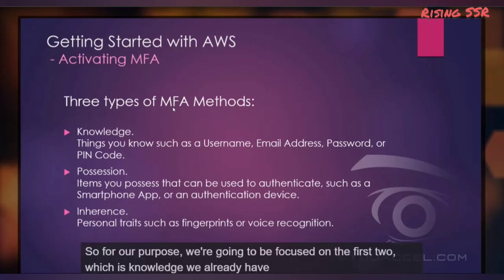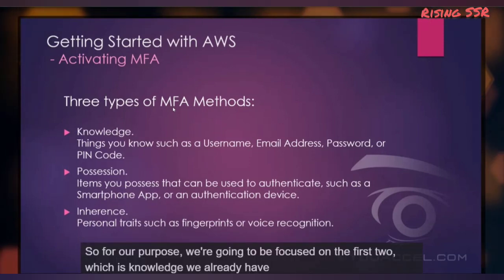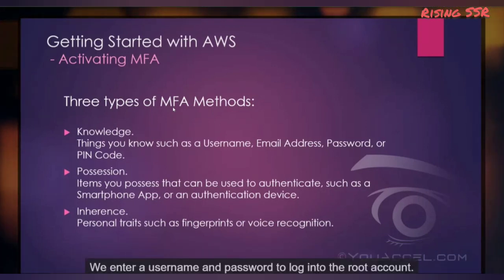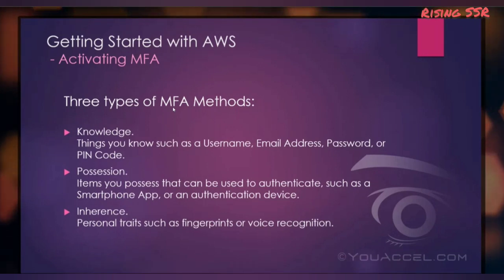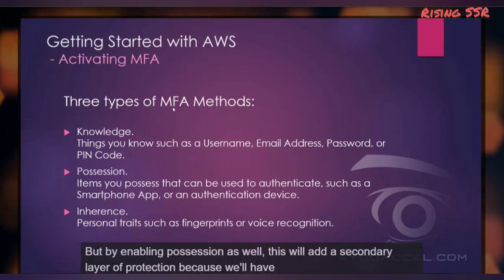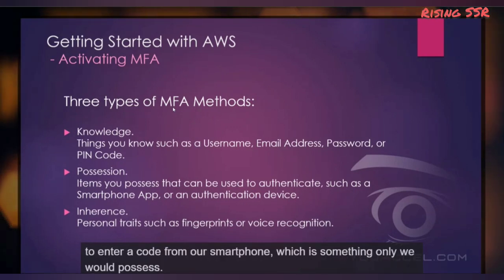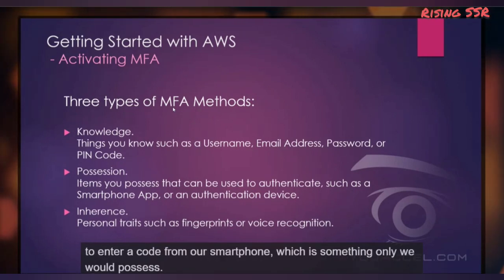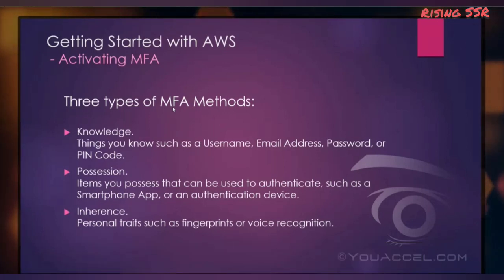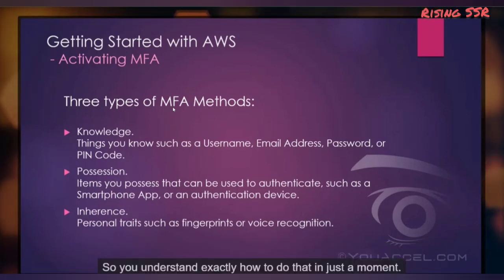So for our purpose, we're going to be focused on the first 2. Knowledge, we already have that implemented. We enter a username and password to log into the root account. But by enabling possession as well, this will add a secondary layer of protection because we'll have to enter a code from our smartphone, which is something only we would possess. So you'll understand exactly how to do that in just a moment.